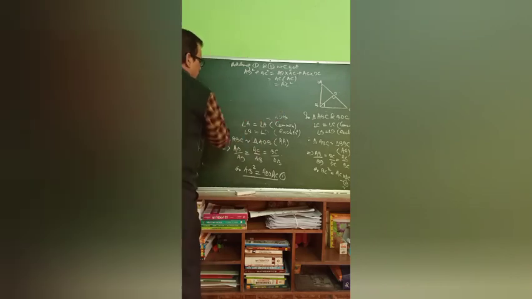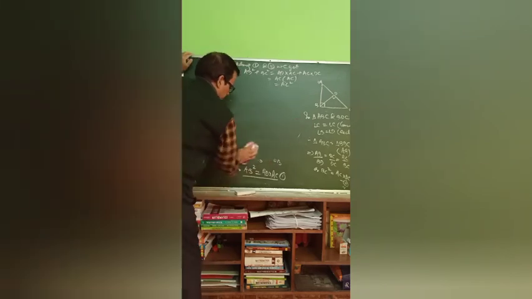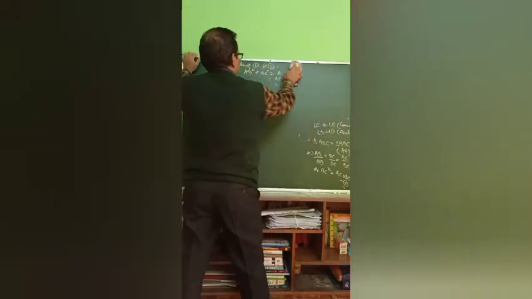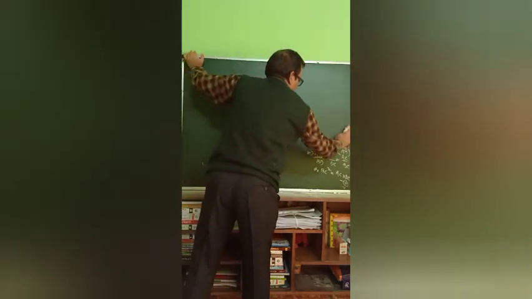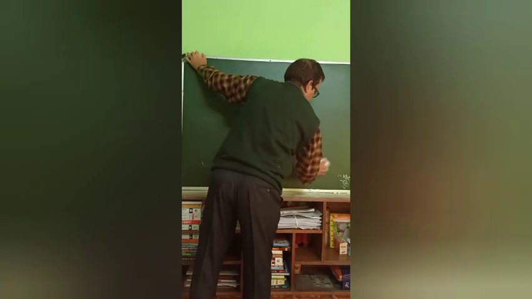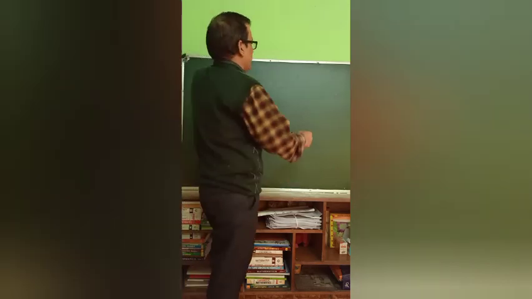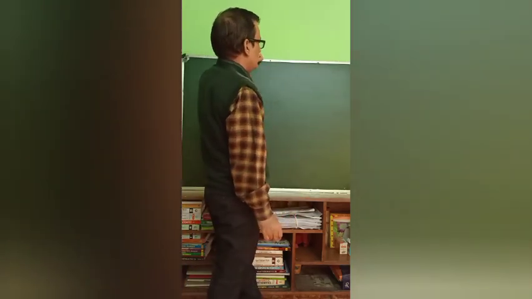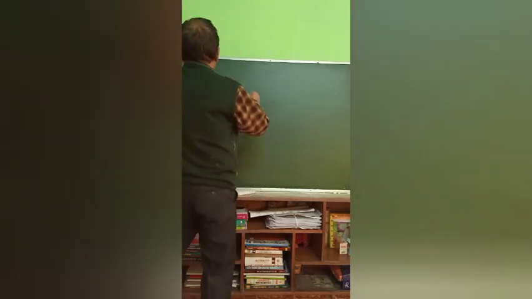Now converse of Pythagoras theorem. So the Pythagoras theorem, we have proved that in a right triangle, hypotenuse square is equal to perpendicular square plus base square. Now what is the converse given?